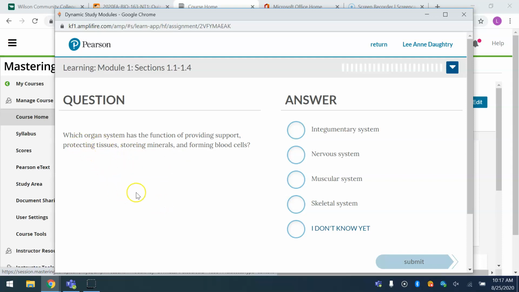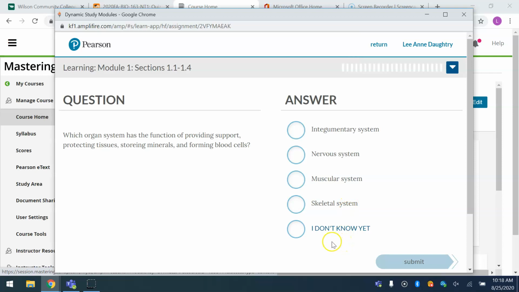So the first question says, which organ system has the function of providing support, protecting tissues, storing minerals, and forming blood cells? And I did not write these questions. I know storing is misspelled. That E should be gone. But anyway, is it the integumentary system, which is the skin? Is it the nervous system, which is the brain and the spinal cord? Is it muscular? Is it skeletal? Or I don't know yet.